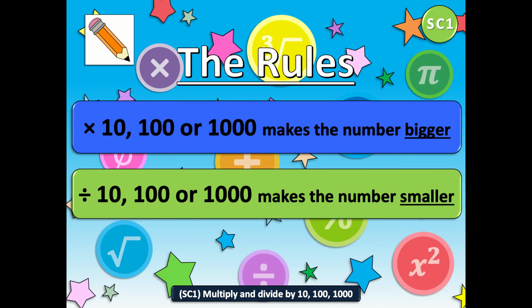So the rules. If we times by 10, 100 or 1000, this makes the number bigger. If we divide by 10, 100 or 1000, this makes the number smaller.